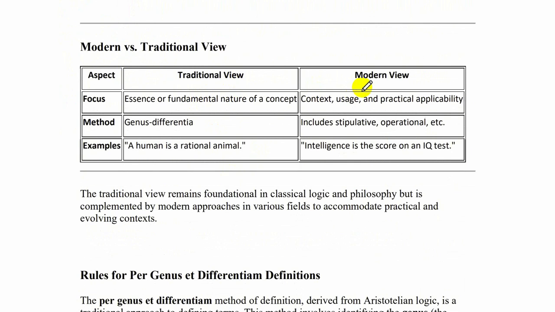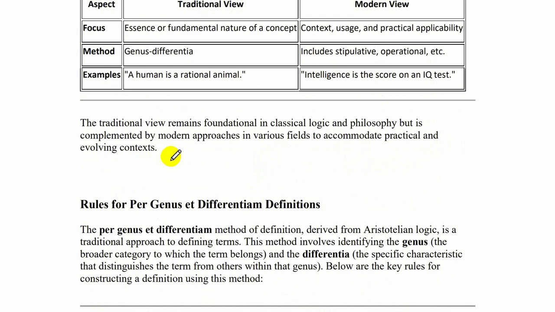So for the traditional view, we'll just do a comparison between traditional and modern view. The traditional view of definition is basically focused on the essence or the fundamental nature of a concept, whereas the modern view looks at the context, usage and practical applicability. Traditional view uses the genus-differentia method. Modern view includes stipulative, operational, etc., which we studied earlier. A traditional view example is a human is a rational animal, whereas the modern view of the same would be intelligence is a score on an IQ test.